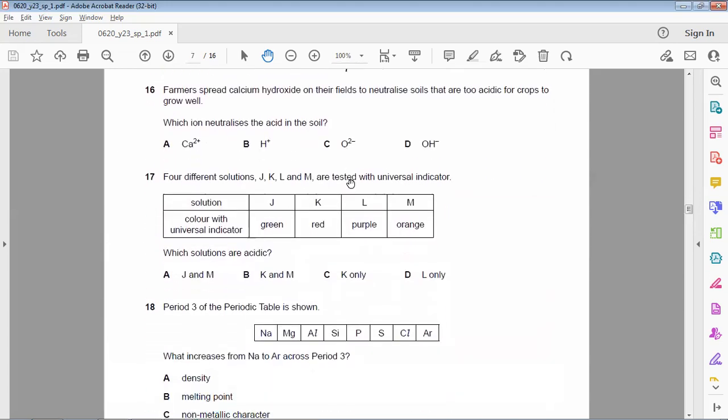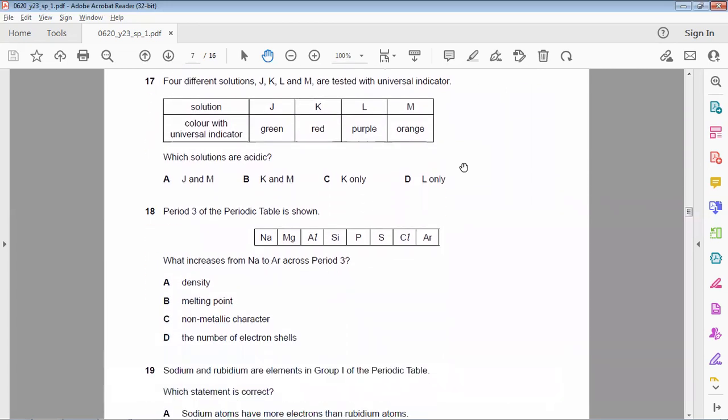Question 16. Farmers spread calcium hydroxide on their fields to neutralize soils that are too acidic for crops to grow well. Which ion neutralizes the acid in the soil? So acidity is caused due to hydrogen ions, and to neutralize the acids, we need hydroxide ions. So the answer will be D, because it's also clear that in calcium hydroxide, the correct formula for hydroxide is OH minus.